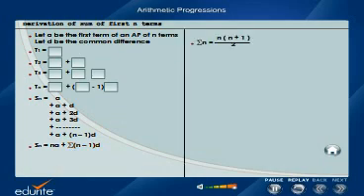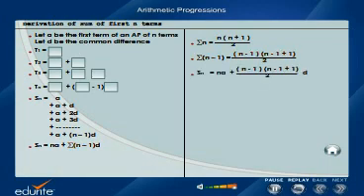We know that sigma n, that is the sum of the first n natural numbers, is equal to n into (n plus 1) by 2. In the same way, sigma (n minus 1), that is the sum of the first (n minus 1) natural numbers, is equal to (n minus 1) into ((n minus 1) plus 1) by 2. We substitute this value of sigma (n minus 1) in the right-hand side of the equation.